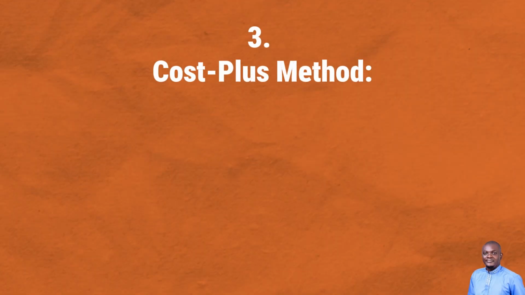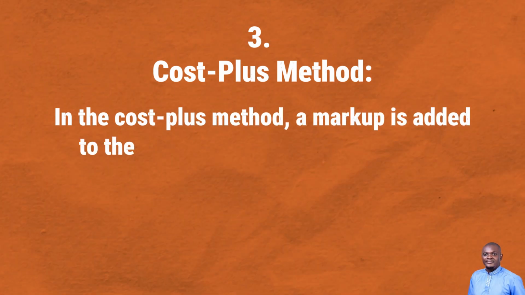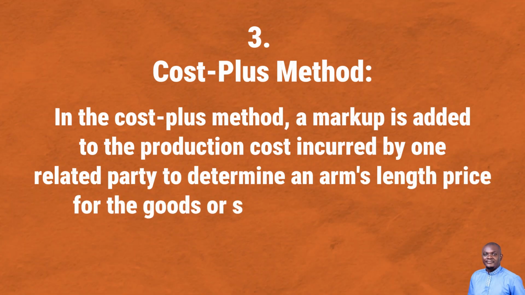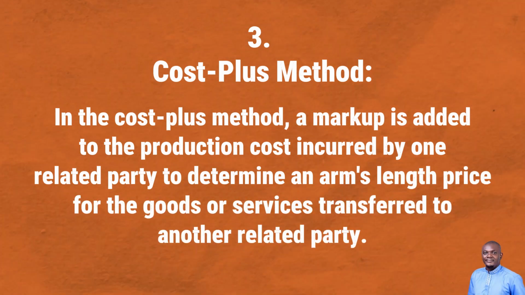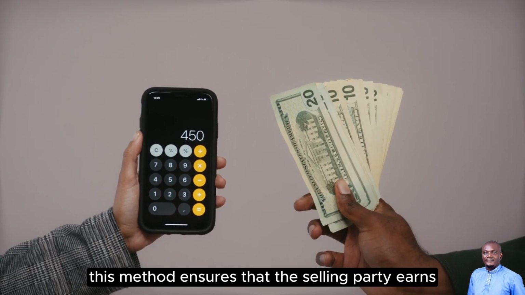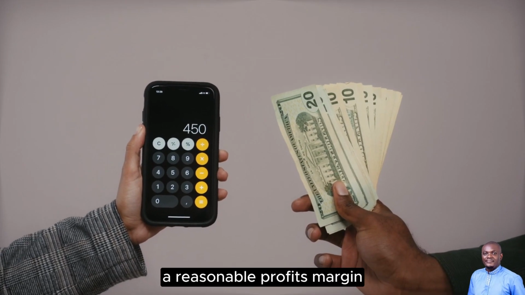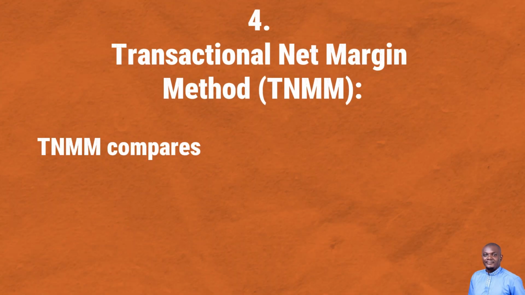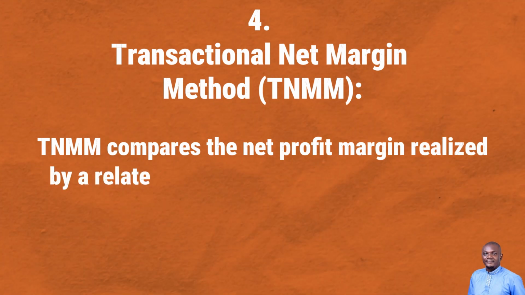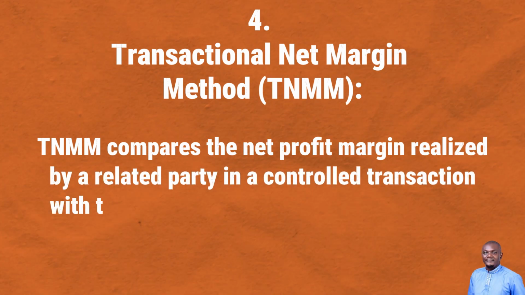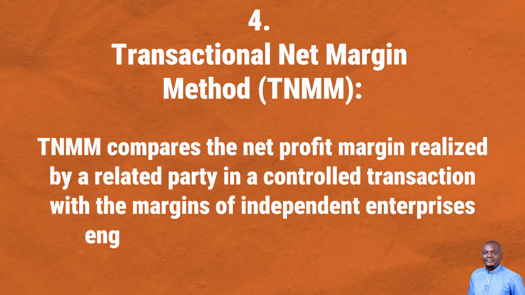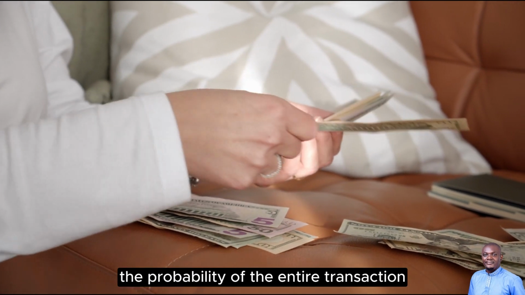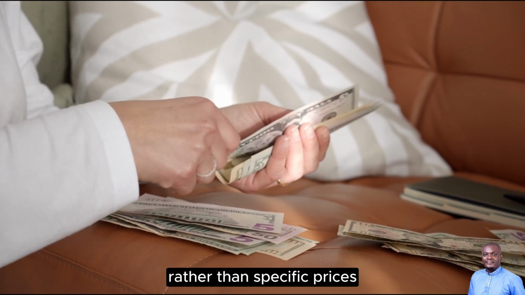Cost plus method. In the cost plus method, a markup is added to the production cost incurred by one related party to determine an arm's length price for the goods or services transferred to another related party. This method ensures that the selling party earns a reasonable profit margin. Transactional Net Margin Method (TNMM) compares the net profit margin realized by a related party in a controlled transaction with the margins of independent enterprises engaged in comparable transactions. It focuses on the profitability of the entire transaction rather than specific prices.